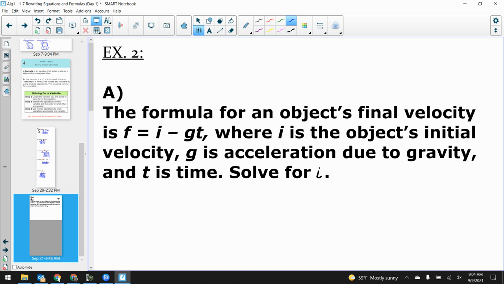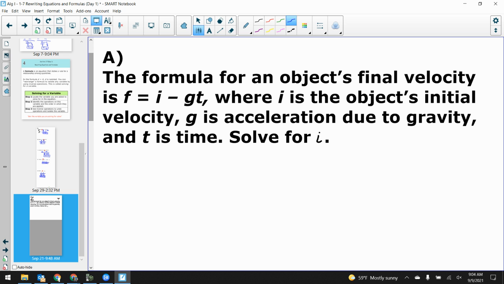What I want to show you here is that oftentimes in science, you'll have to rearrange equations so you can look at it in a different way. Like, for example here, this F is equal to I minus gt. I wonder what we can learn if we solve it for I. Let's see. F is equal to I minus gt. Let's solve this equation for I.